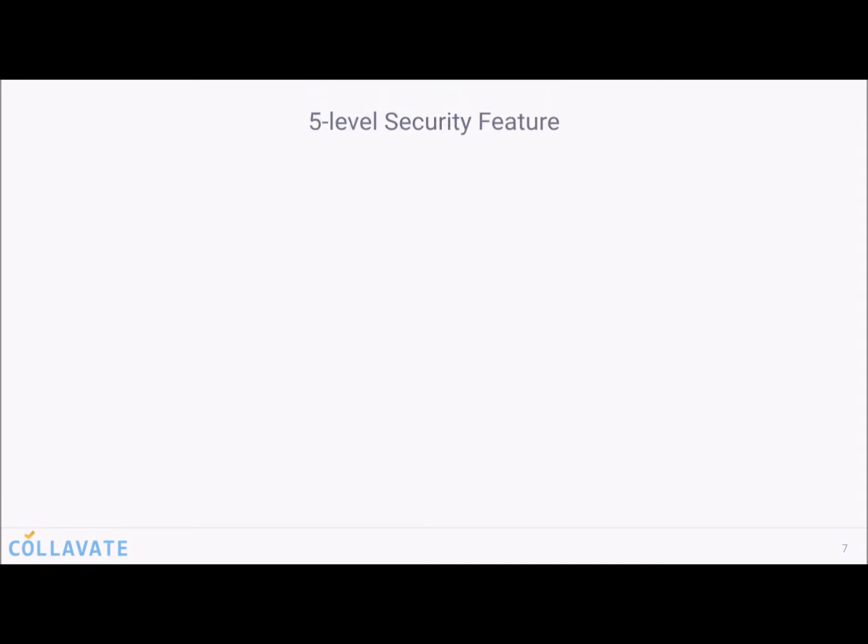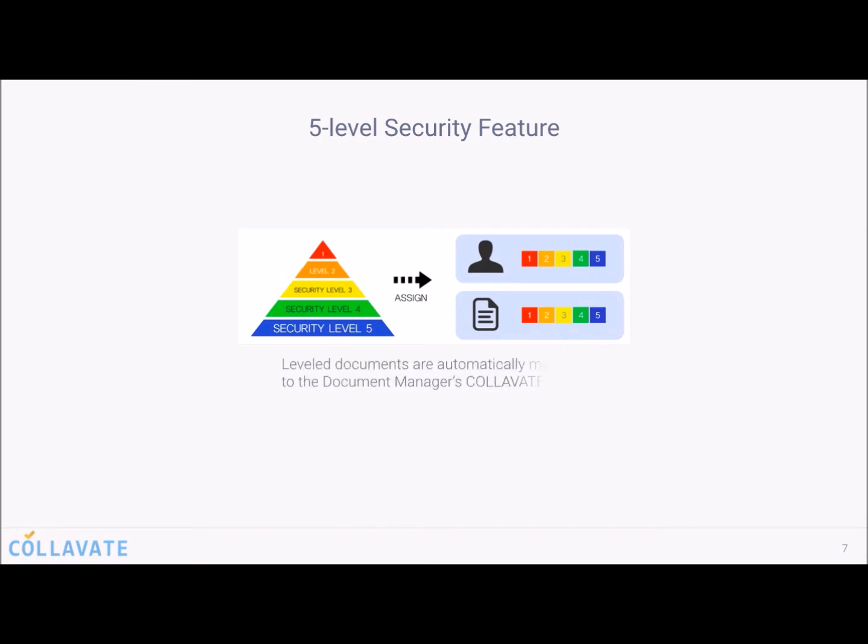And there's an extra feature that everyone loves, the 5-level security feature. In the 5-level security feature, an administrator can assign different security levels to individuals and documents, and only users with the selected security level can view the documents. So a user with a level of 1 can view any of the documents from 1 to 5. However, a user with the security level of 5 can only view the documents with the security level 5.